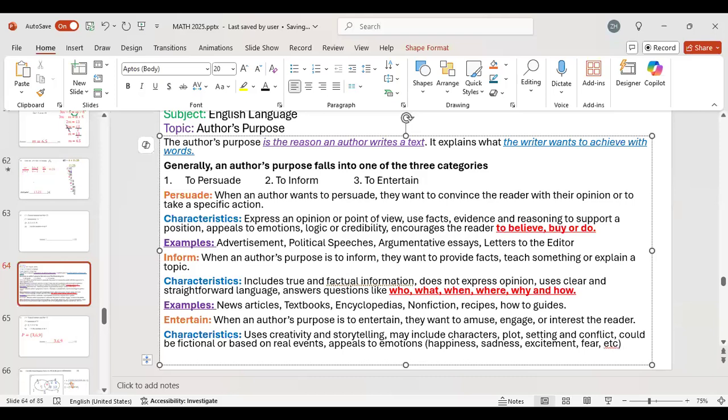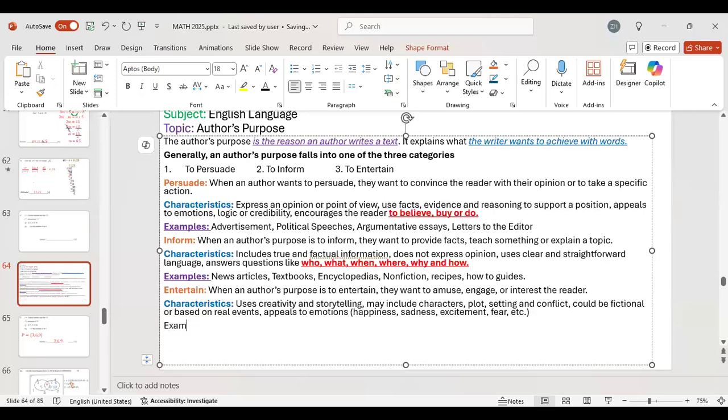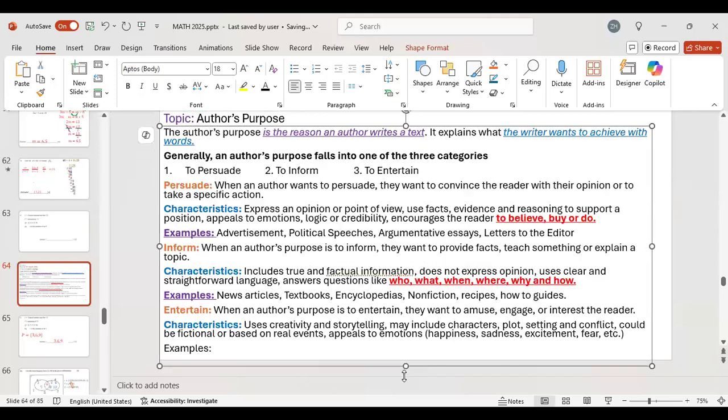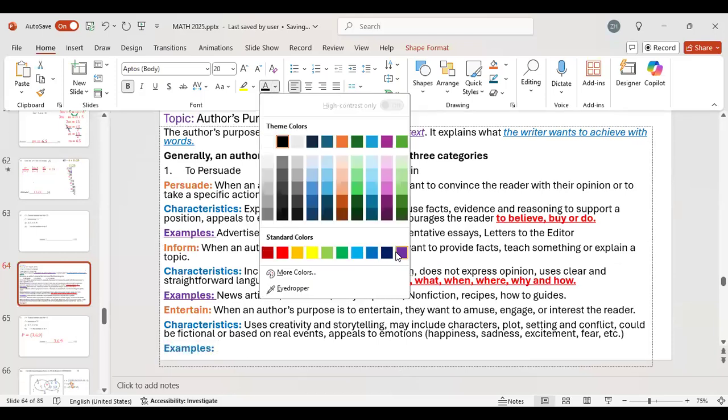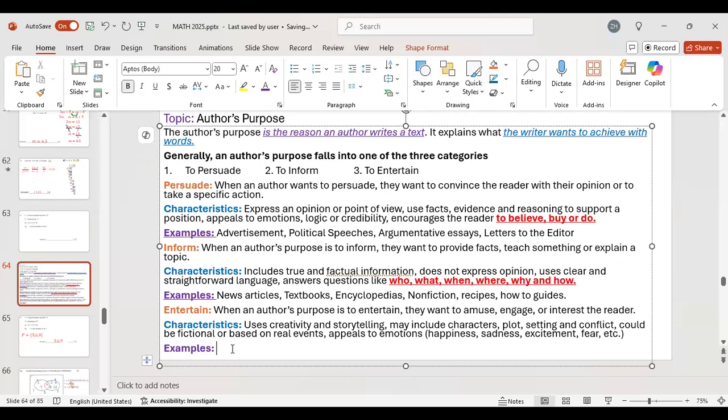So where would we find things where the author's purpose is to entertain? Where would we find some examples of that? In storybooks, yes. What else? Examples. Stories. That's like fictional or real.